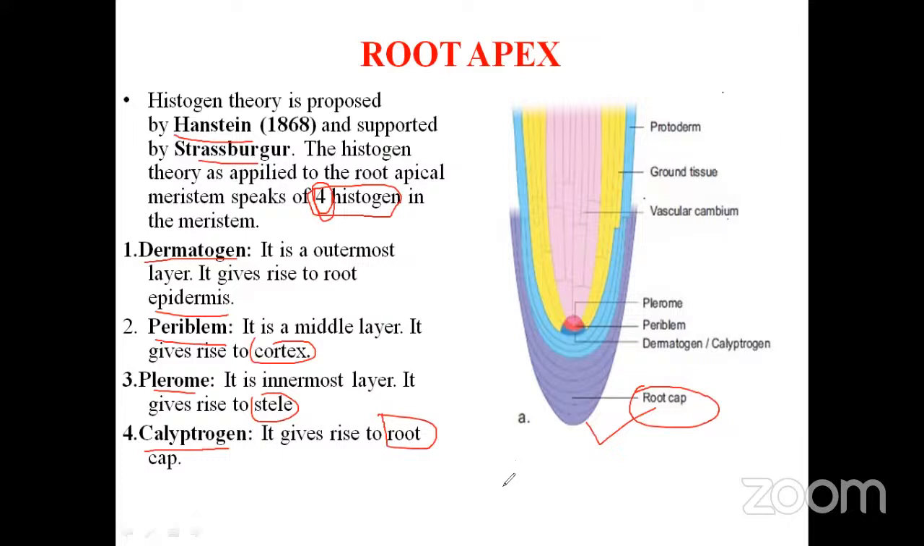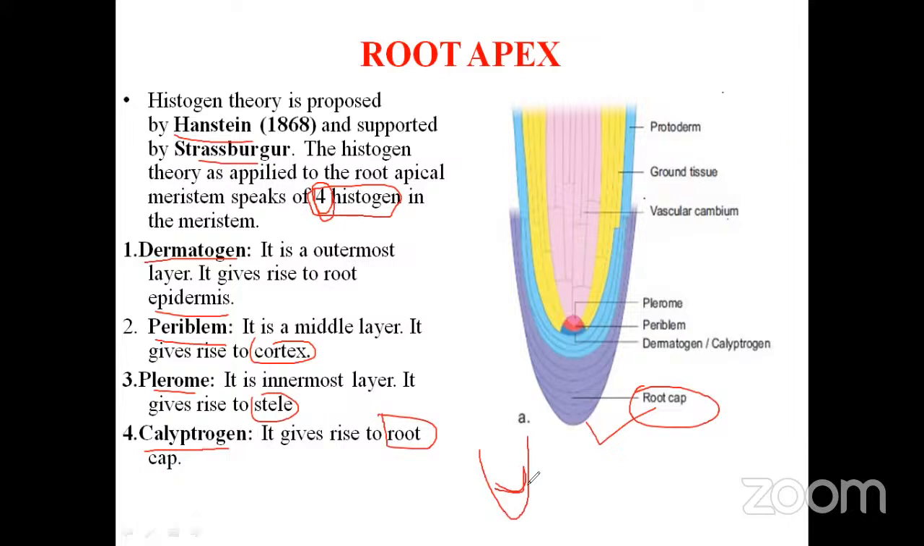One is Ranunculus type. In Ranunculus type, in the root apex there is only a single row of cells. From the single row of cells, all four regions develop. What are the four regions in root? Dermatogen, periblem, plerome, and calyptrogen. Right.